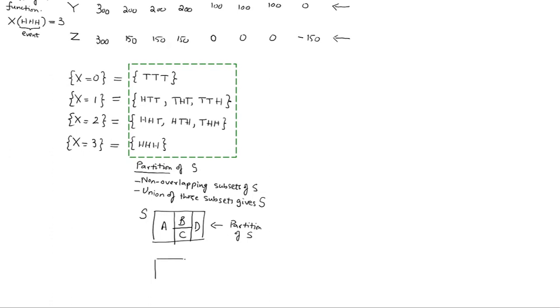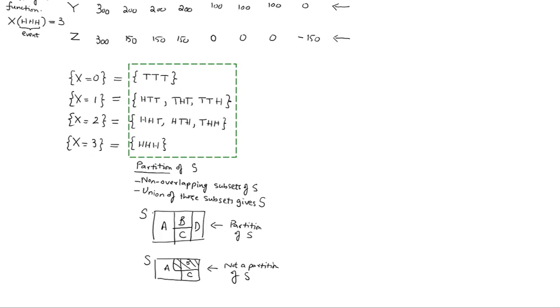But say this is A and this whole thing is B, and this is C. Now A and B have some intersection, some overlap, even though their union covers S. These are overlapping sets, so this is not a partition. Is that clear?